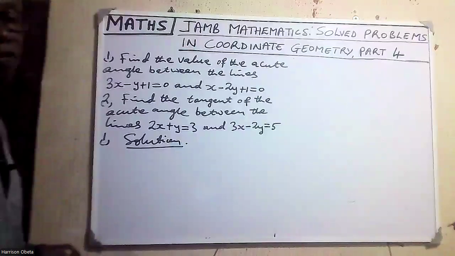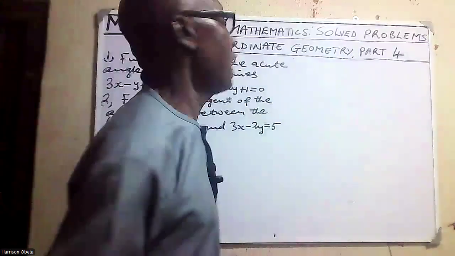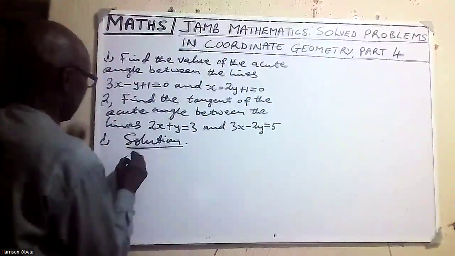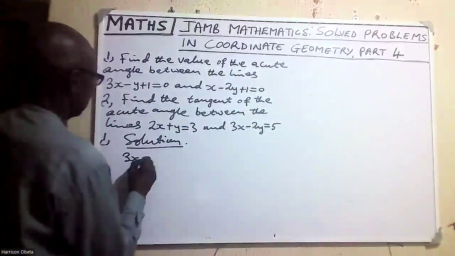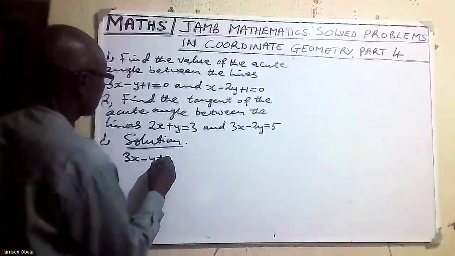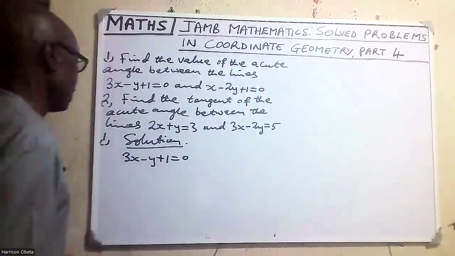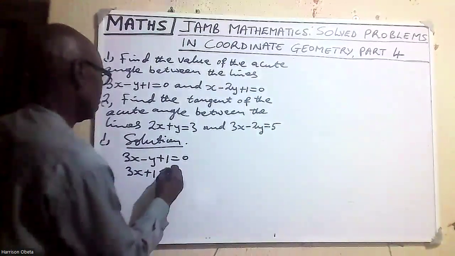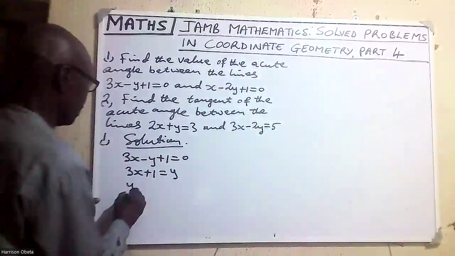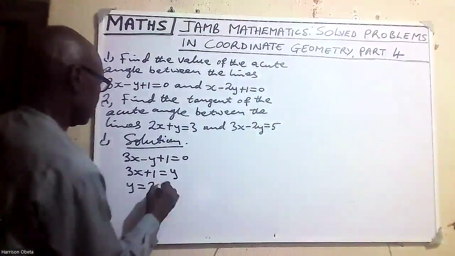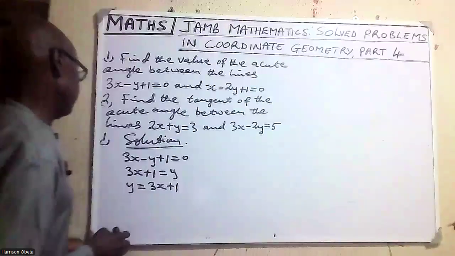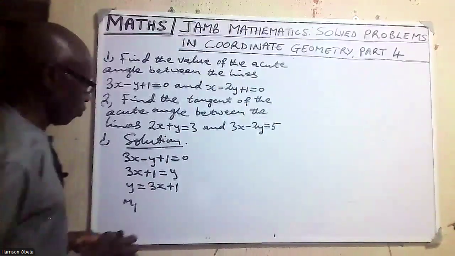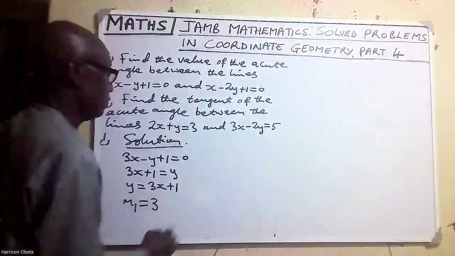The first thing to do is to find the gradient of the two lines, and then we use the formula. The first one, 3x minus y plus 1 is equal to 0. You can rewrite it to be 3x plus 1 equal to y. That is, y is the same thing as 3x plus 1. And in that case, the gradient m1 is 3.